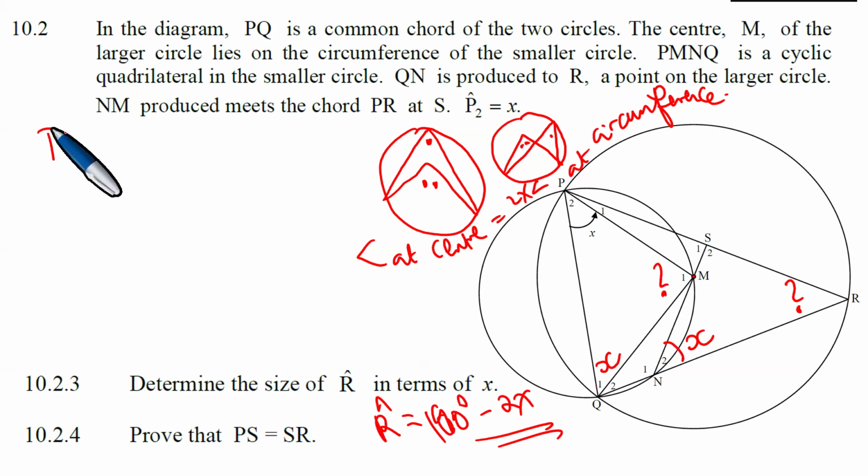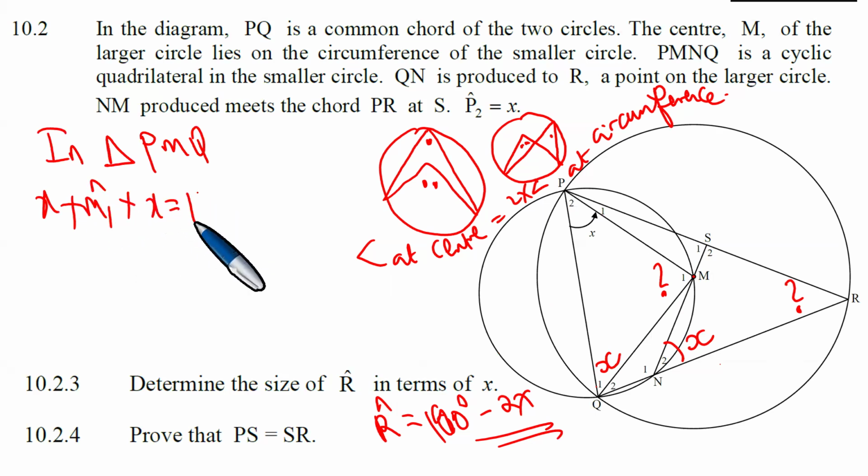So obviously now you tell the examiner, we're going to work in triangle PMQ. And then you say in that triangle, we add all the angles there. So we add X, we add angle M1, we add X, we get 180 degrees, and the reason is that we have the sum of angles in a triangle. Good. Continue.